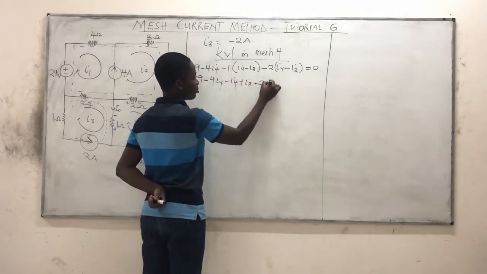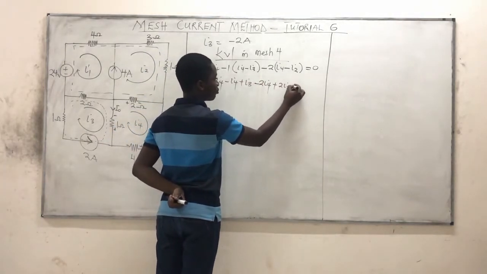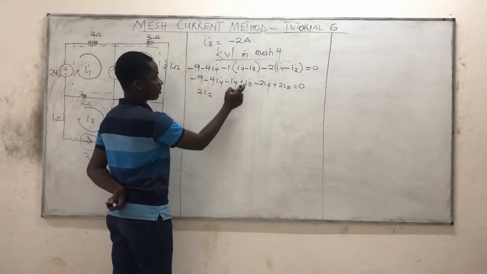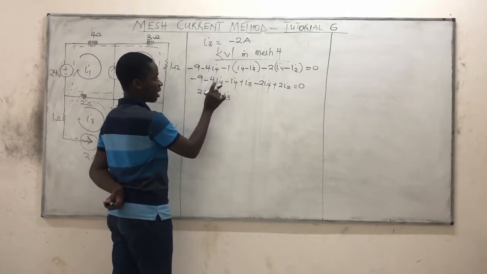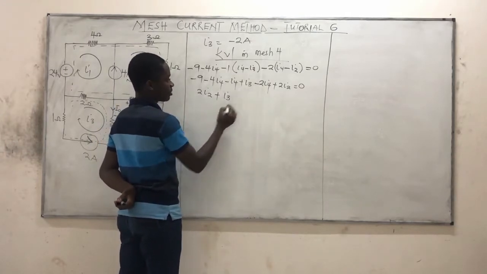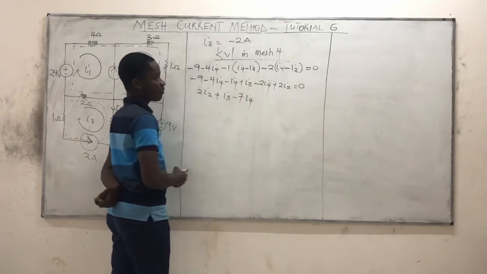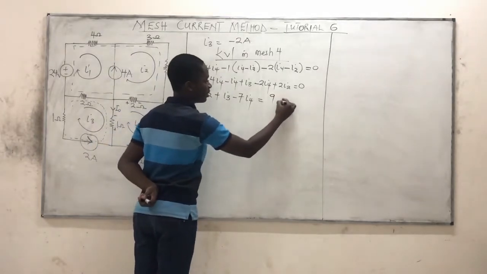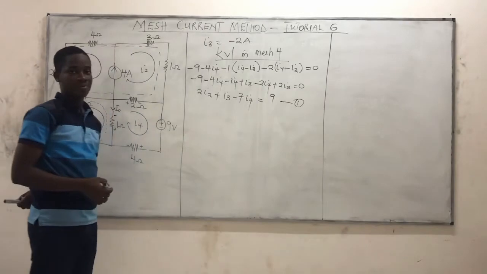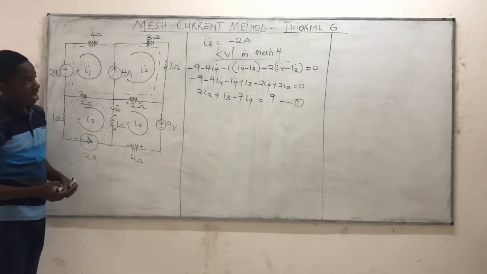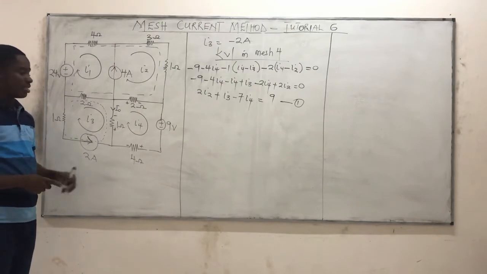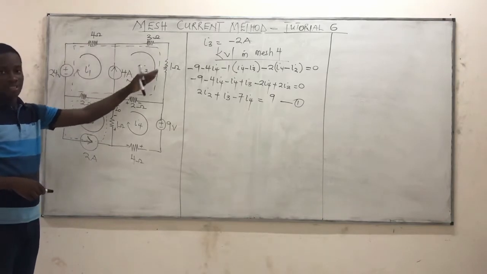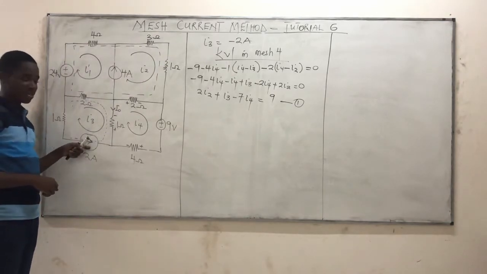Expanding this, we have -9 minus 4I4 minus I4 plus I3, minus 2I4 plus 2I2, giving us 0. So from here I have 2I2, I have I3 here, and I4. So we get -7I4 plus 2I2 plus I3 is equal to... we have -9 here, sending it across I have +9. I can call this Equation 1, our first KVL equation in mesh 4. We are now going to write the KVL equation in the super mesh. We are not writing KVL here because of this current source.